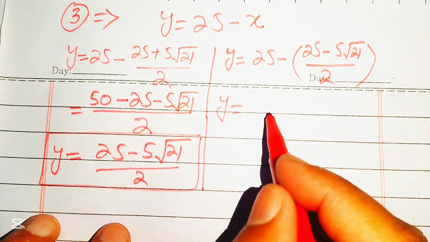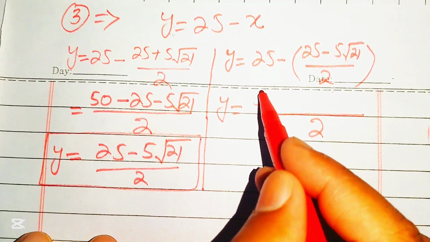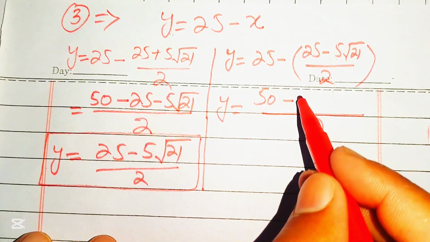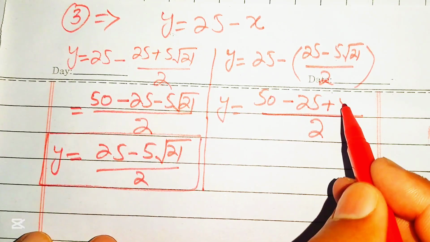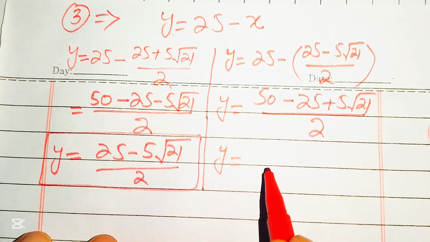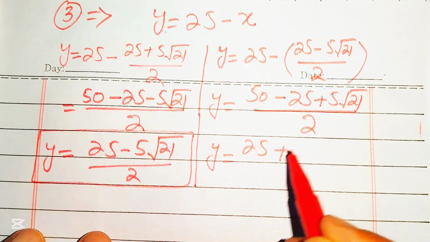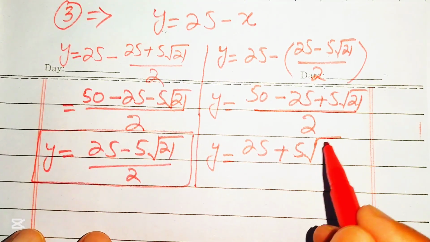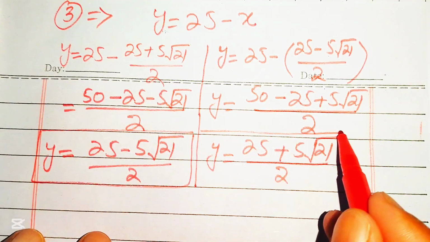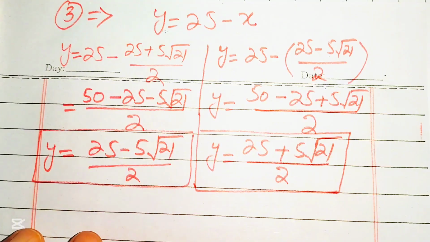Again we take the LCM of this term, and its LCM becomes 2. So 25 becomes 50, and here we multiply this negative sign on both of these values. It will be written as minus 25 plus 5 times the square root of 21. Here we need more simplifications, and we have 50 minus 25 becomes 25 plus 5 times the square root of 21, divided by 2. So this is the value of y which we get in the second case.